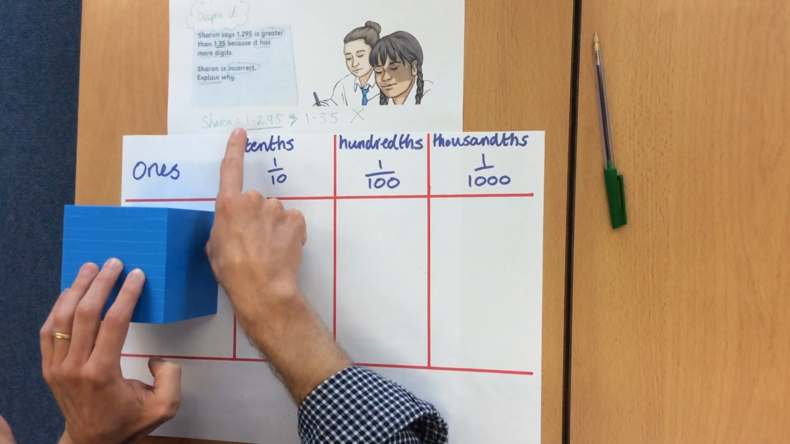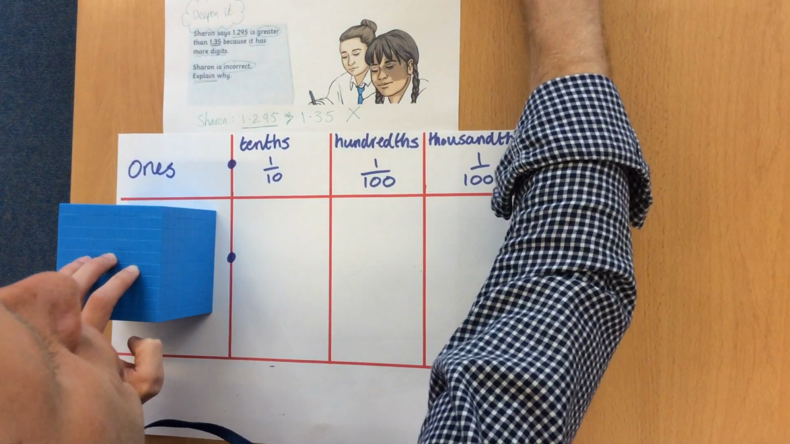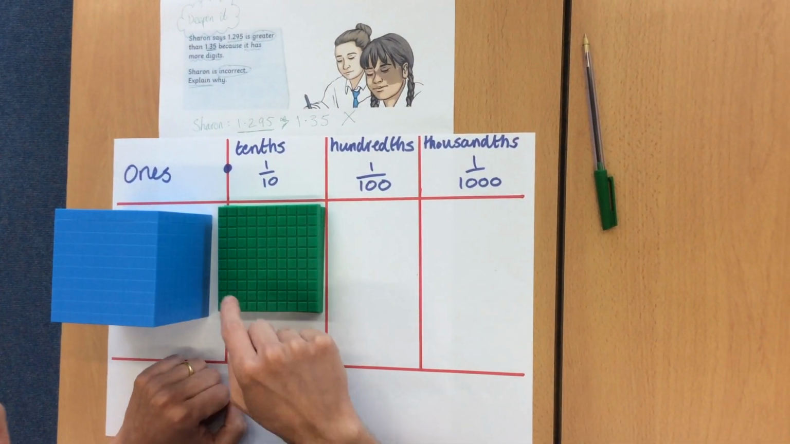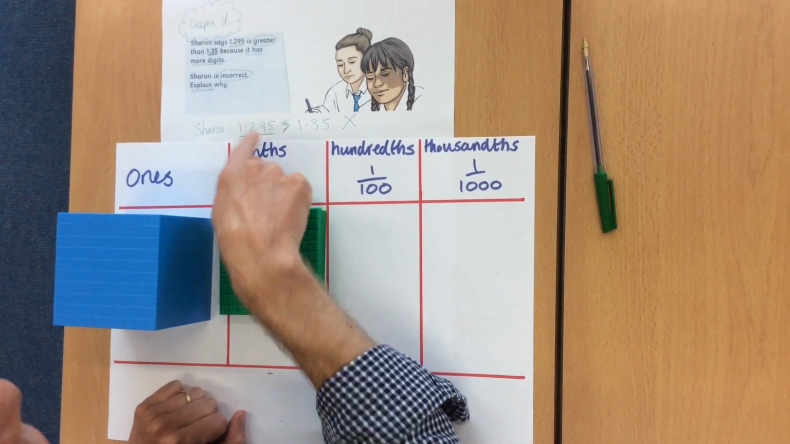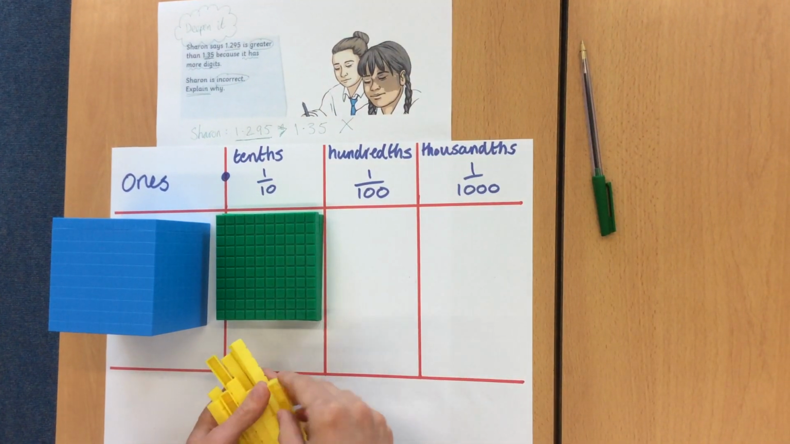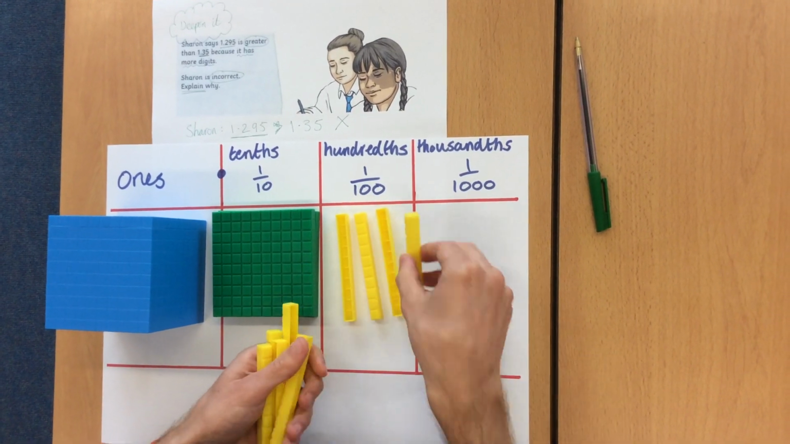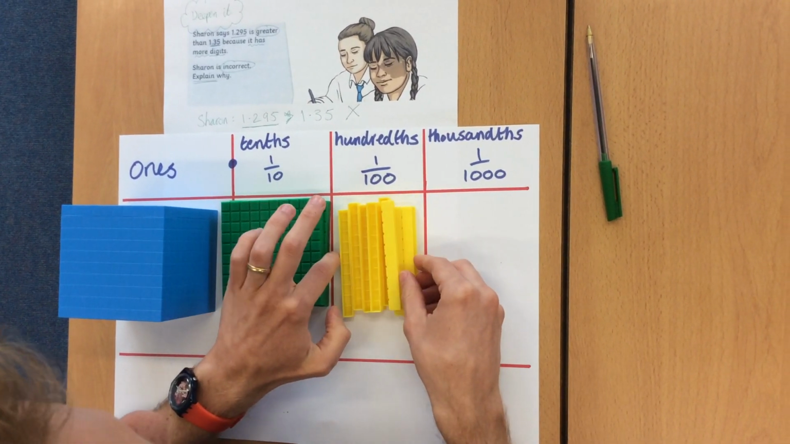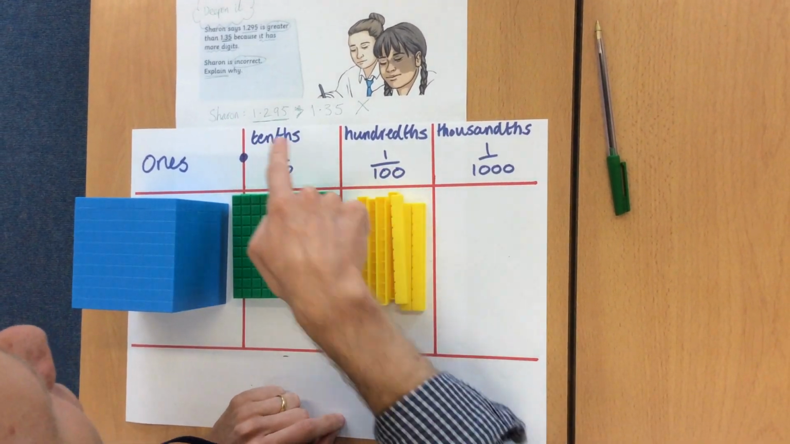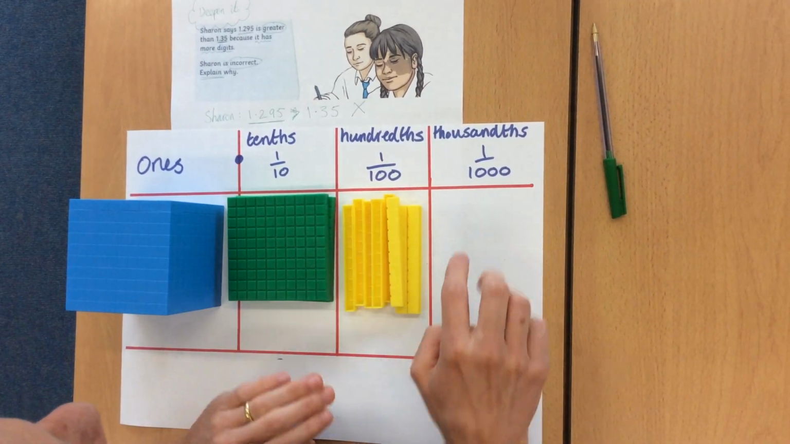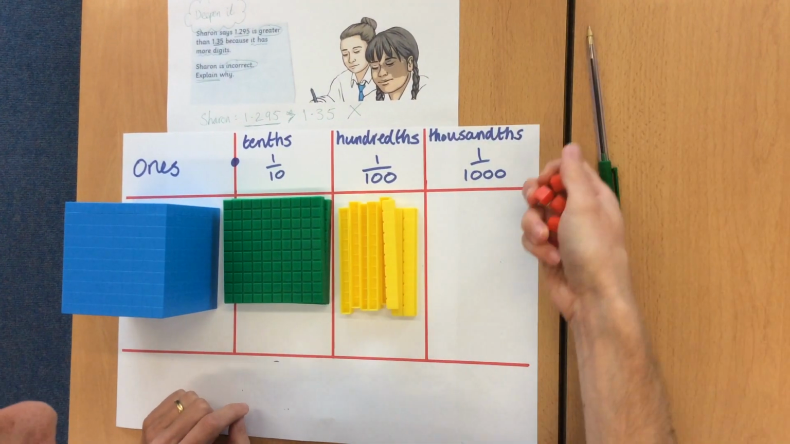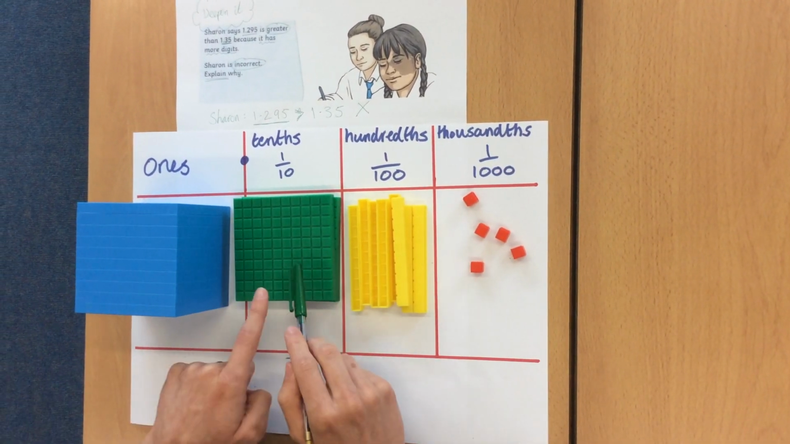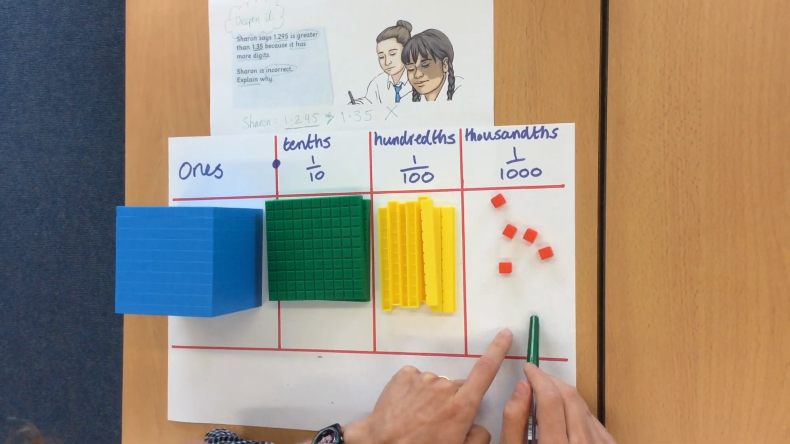My next place value is tenths. 1.2, so I've got to have 2 tenths. And here are my tenths, 1, 2. My next is hundredths. I've got 9 hundredths, it says. So I'm going to get 9 hundredths out: 1, 2, 3, 4, 5, 6, 7, 8, 9. Just about fit in there. And next is my thousandths. So I've got my 1, my 2 tenths, my 9 hundredths, and my thousandths. It's 5, so I've got 1, 2, 3, 4, 5. 1 one, 2 tenths, 9 hundredths, and 5 thousandths.